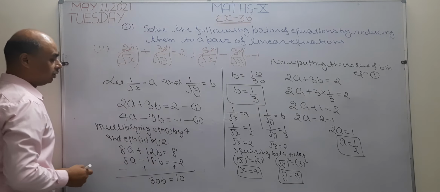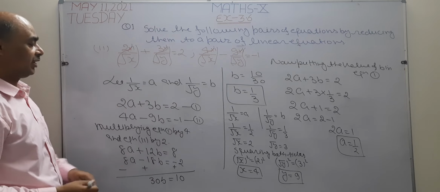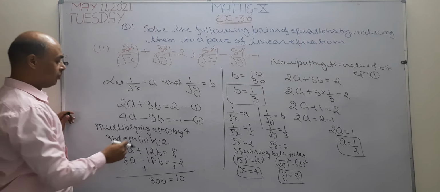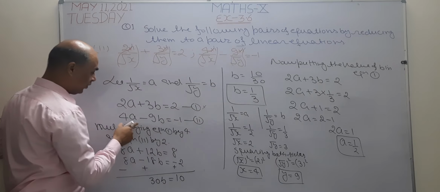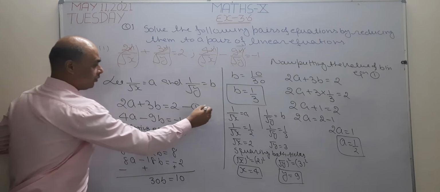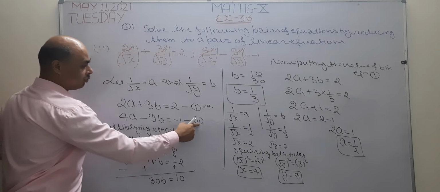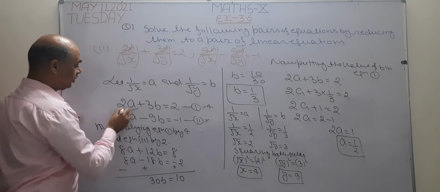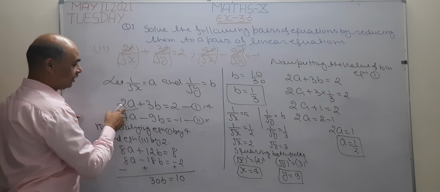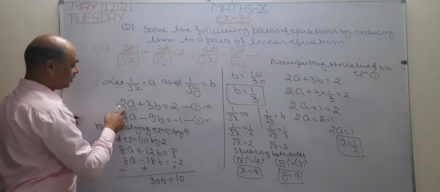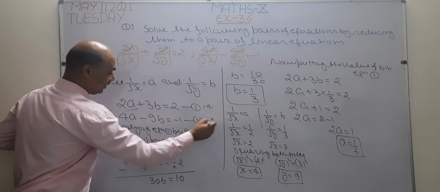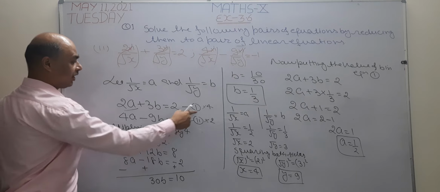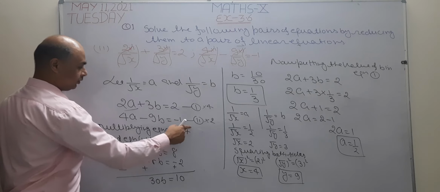Now I am going to solve this pair by using elimination method. For elimination method, I am going to multiply first equation by the coefficient of a in the second equation. What is the coefficient of a? 4. Okay? Now what is the coefficient of a in first equation? 2. So I write here multiplying equation number 1 by 4 and equation 2 by 2.